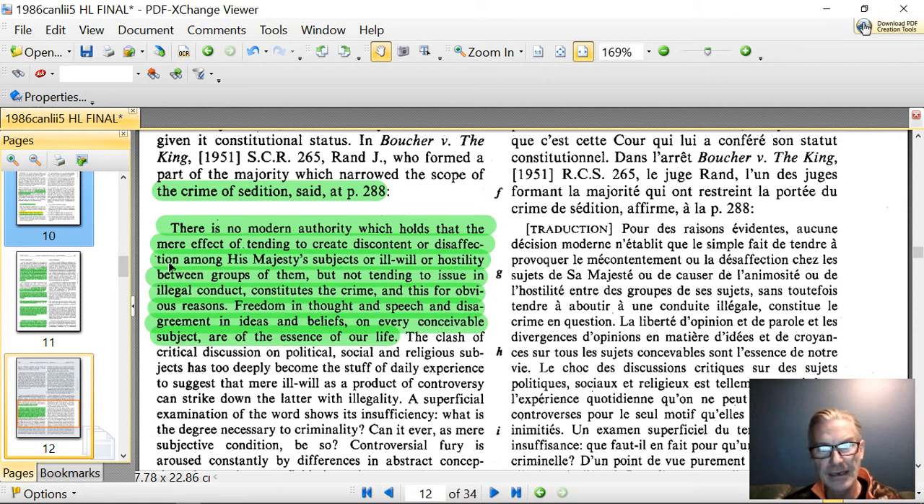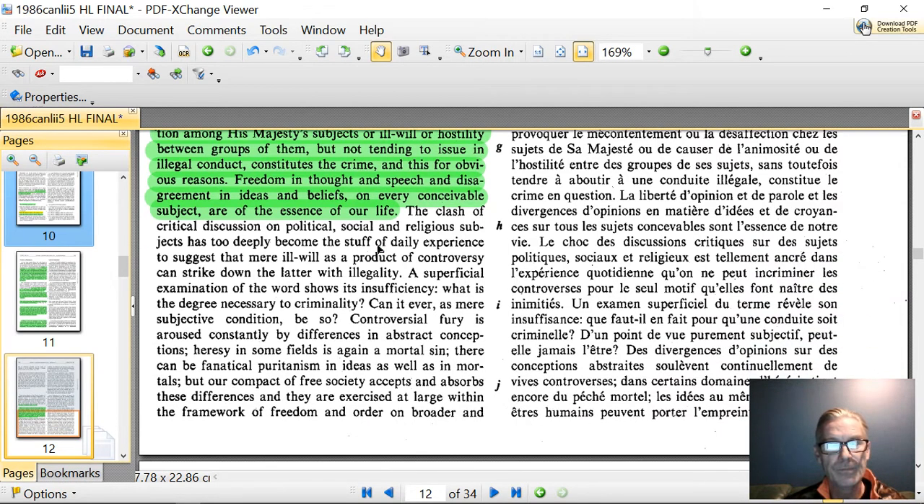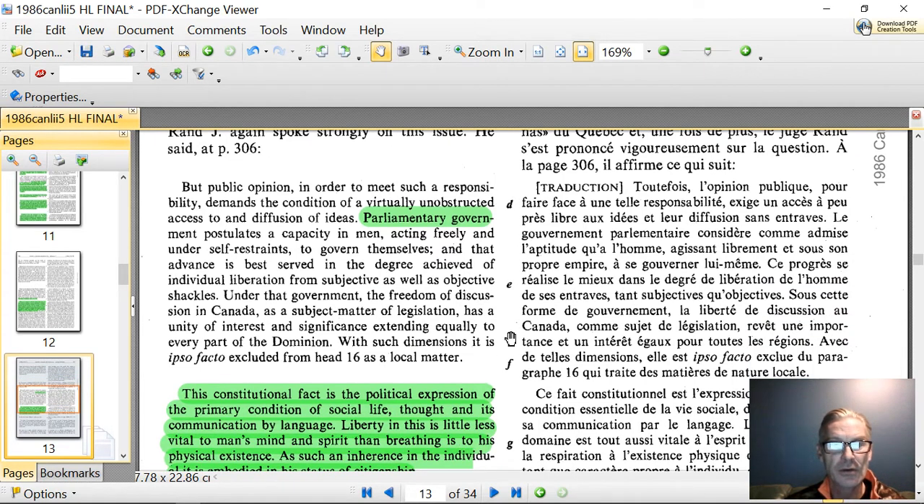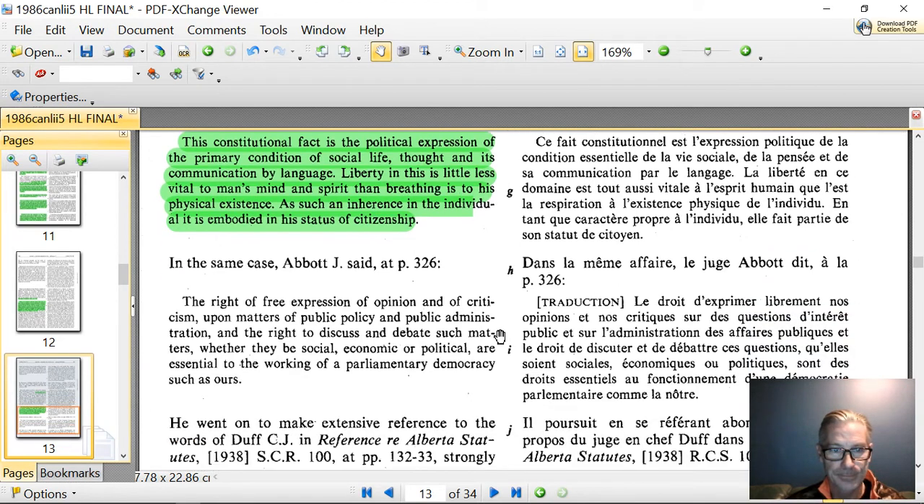And it goes on, they speak of reduction of the crime of sedition because people have the right, and it's expected, to think differently and speak their differences, promote their differences. And continuing on, this constitutional fact is the political expression of the primary condition of social life. Thought and its communication by language, liberty in this, is little less vital to a man's mind and spirit than breathing is to his physical existence. Such an adherence in the individual is embodied in the status of citizenship.